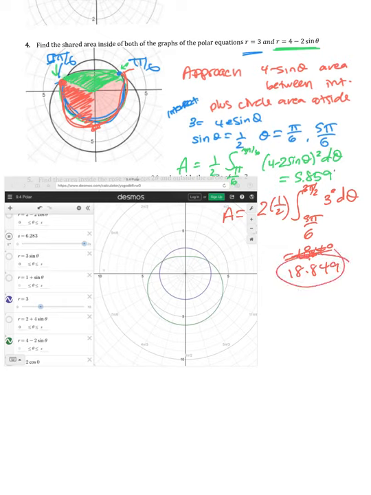18.849. And now, last step, we need to add these 2 things together, which will give us our total area, which is going to be 24.708.